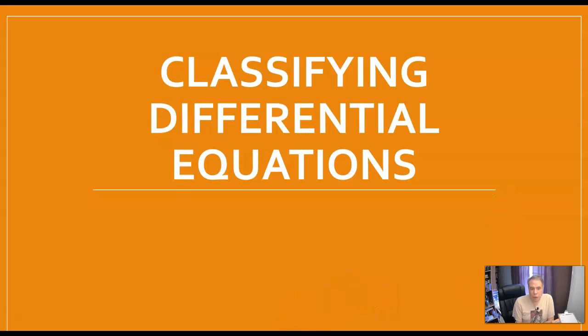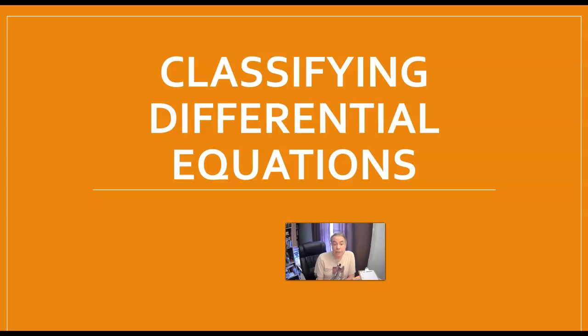So, you've encountered a differential equation, but the next question is, what kind of differential equation is it? Because there are different kinds of differential equations, and it's useful to be able to classify and see what kind of differential equation you're dealing with, so you know what kind of solutions it could have and how you might go about finding them.